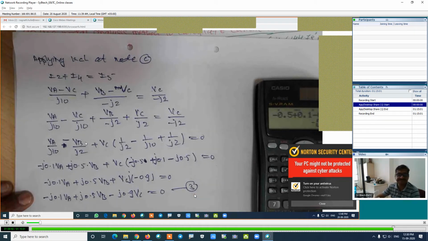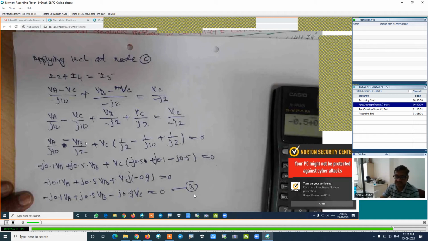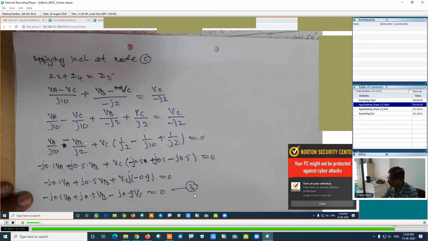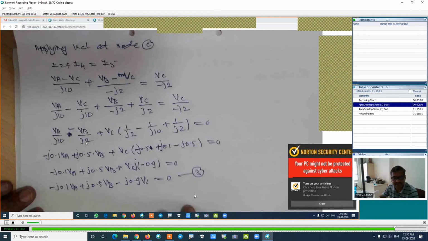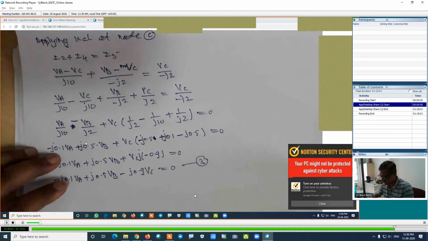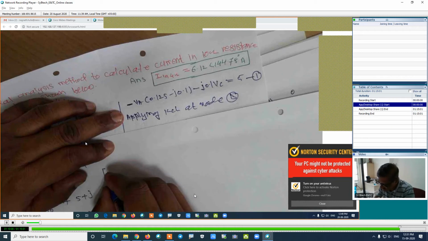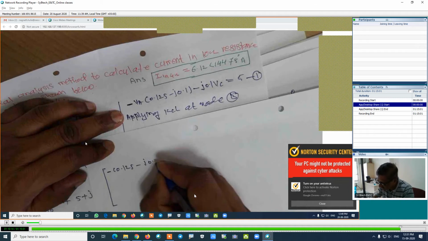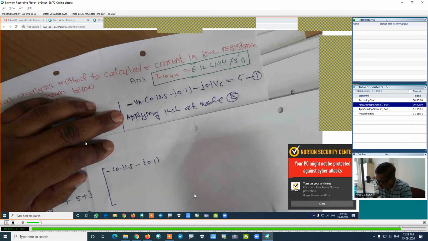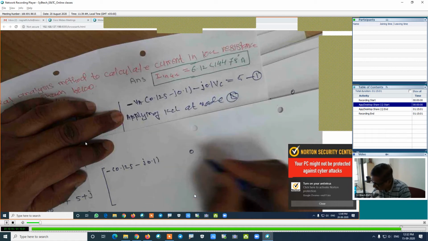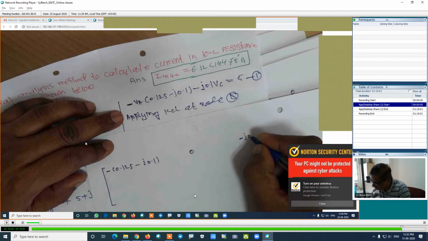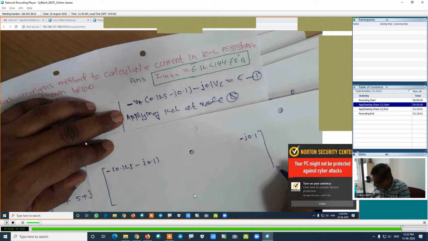Is it right? Now we have the 3 equations and 3 unknowns. Now solve equation number 1, 2, 3 separately and find out the values of the unknowns. Is it right? How to solve these equations? First we have to arrange these equations in the matrix format. This is minus 0.125 minus j 0.1. This one value, the value of VB, is absent. Here, for VB, I put 0 in the space. How much is the value of VC? This is minus j 0.1. Is it right? This is the equation number 1.